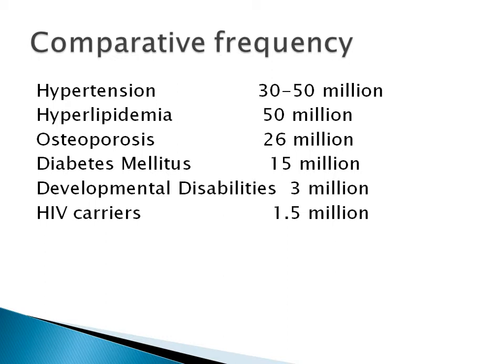Developmental disabilities is put in here. 3 million people, not that many total. But the question is, how many of the 3 million have osteoporosis? And I would guess quite a large number. The estimate in the adult population is probably 50 to 80% have some loss of bone mineral density, which puts them at risk for fracture.